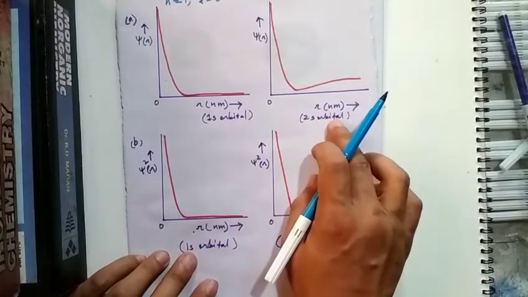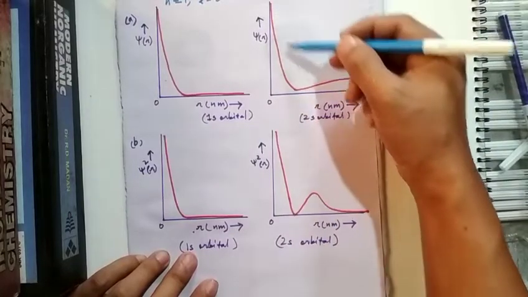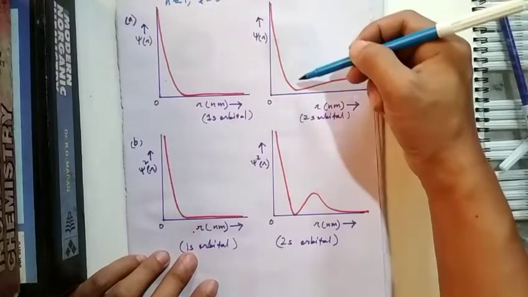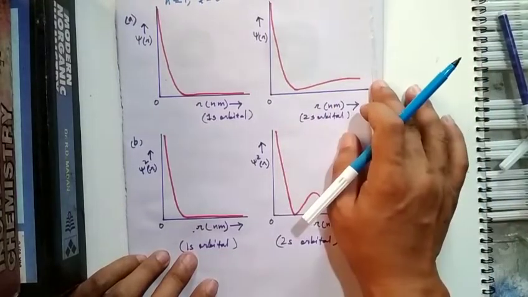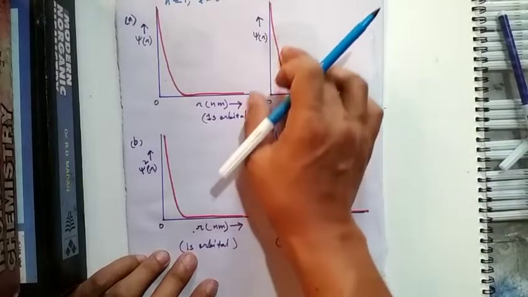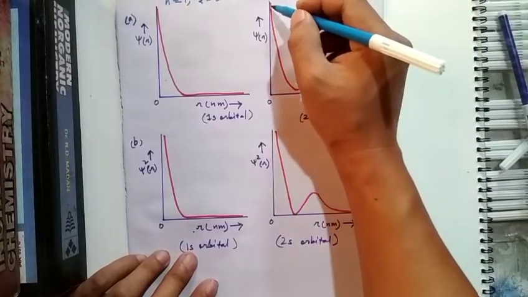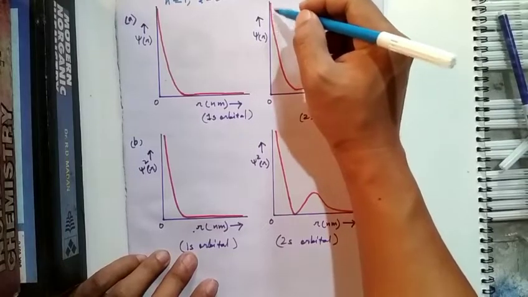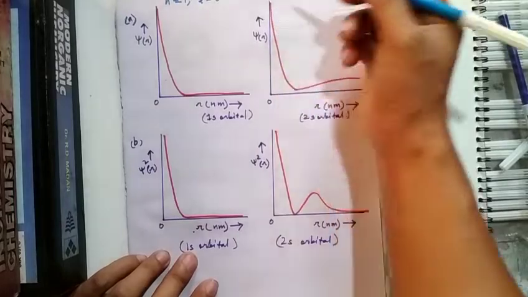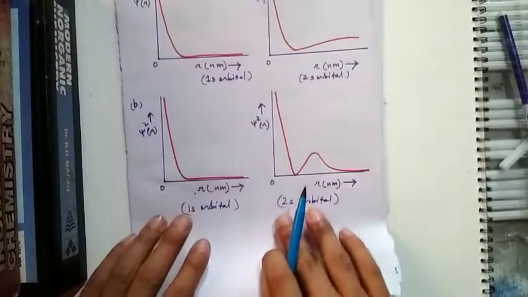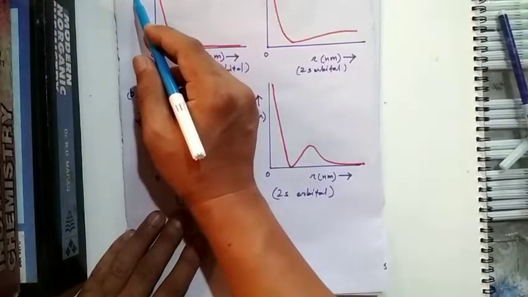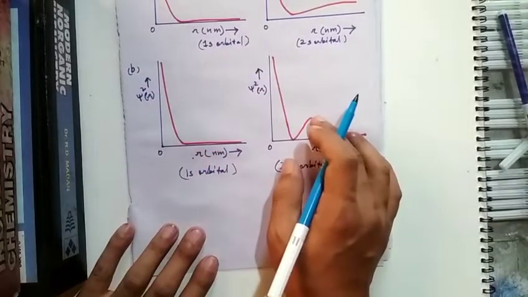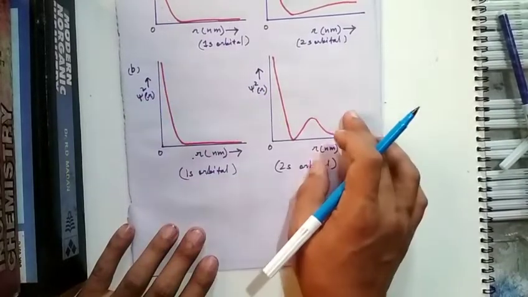For 2s orbitals, the graph follows like this. If we move away, the probability of finding the electron also decreases, and the probability of finding the electron increases near the nucleus. So we have seen about this psi. Now let's see about psi square. In the Schrodinger equation, that psi square is given.